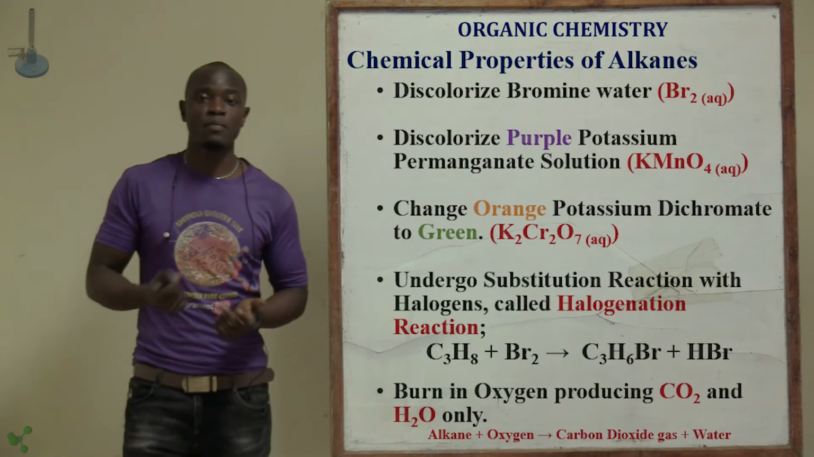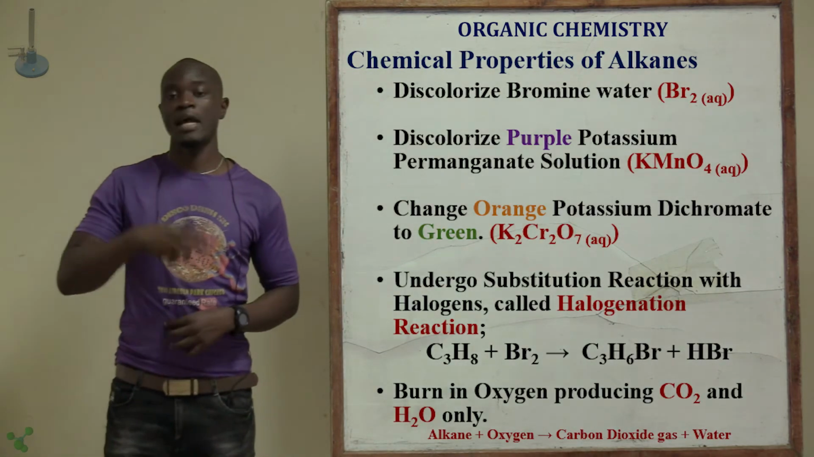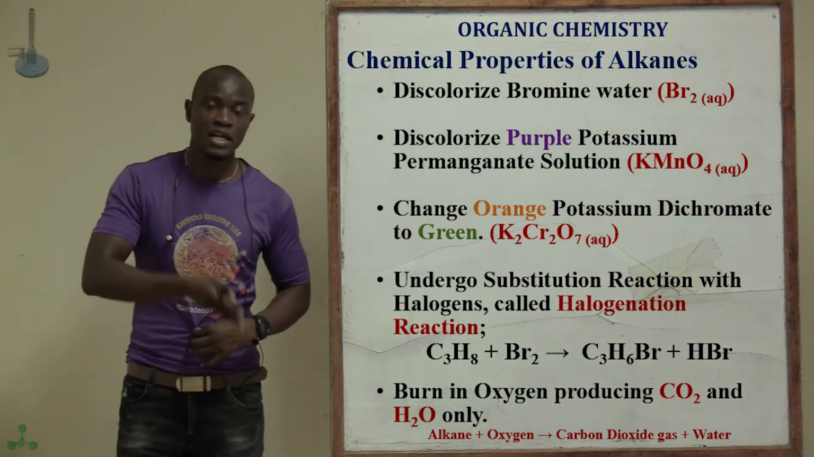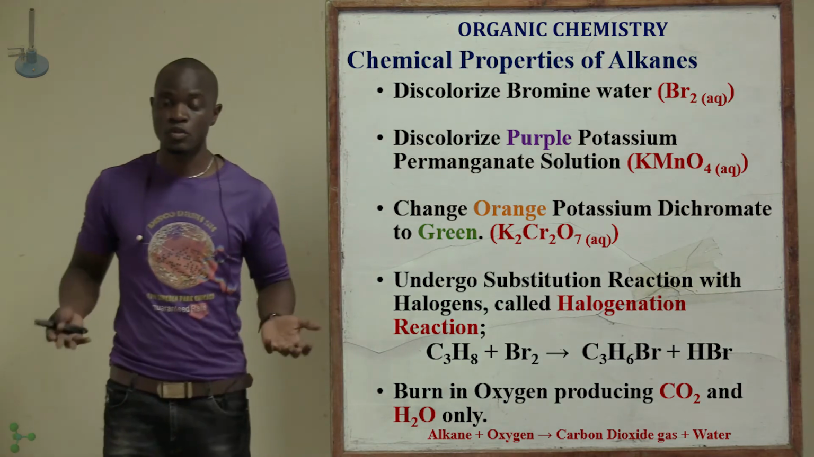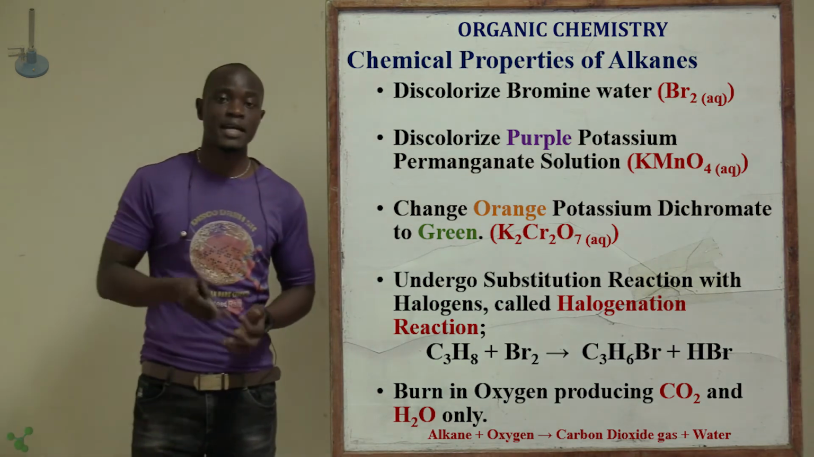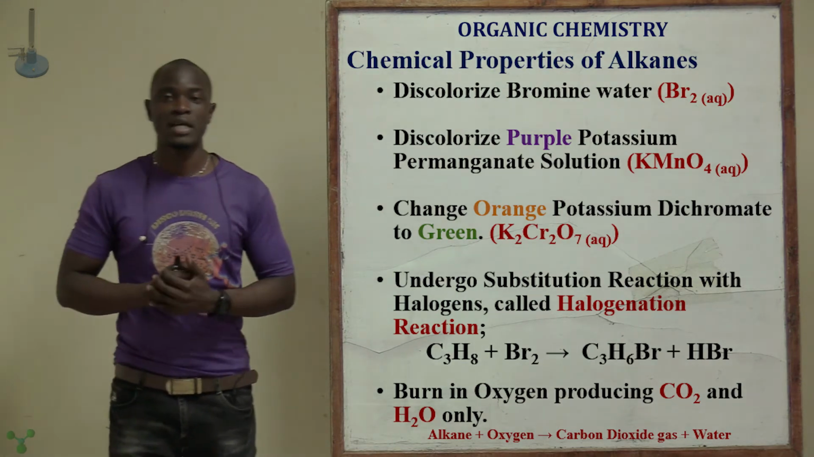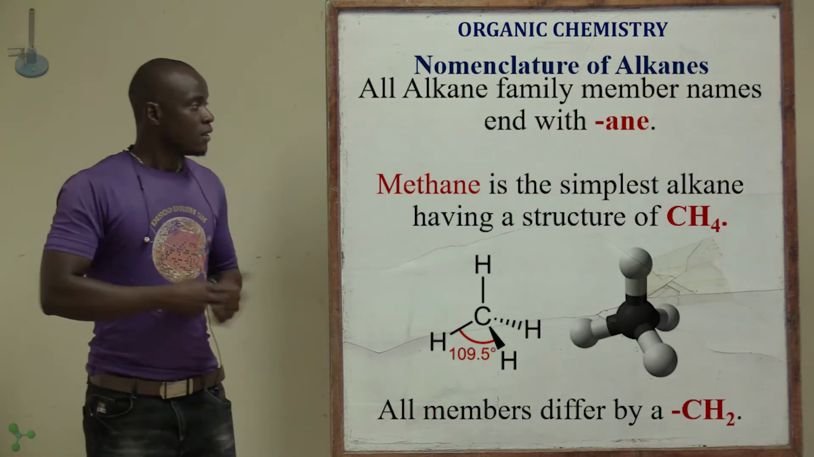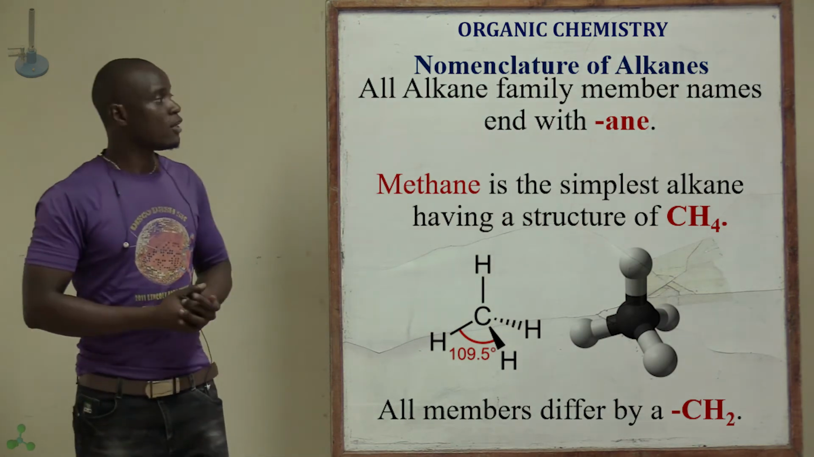And then for the chemical properties, they undergo substitution reaction. They don't produce soot. And then they don't discolorize bromine water, potassium permanganate, potassium dichromate. So they do not discolorize them. So apart from the properties, let's now look at the nomenclature.